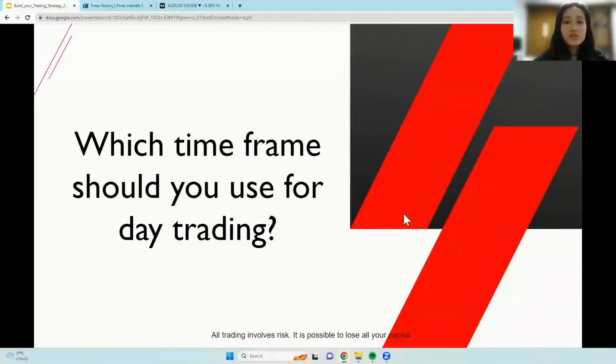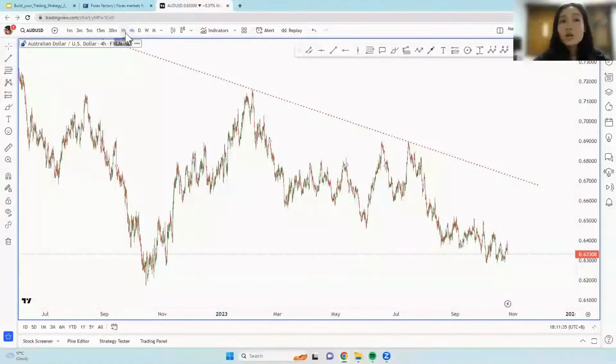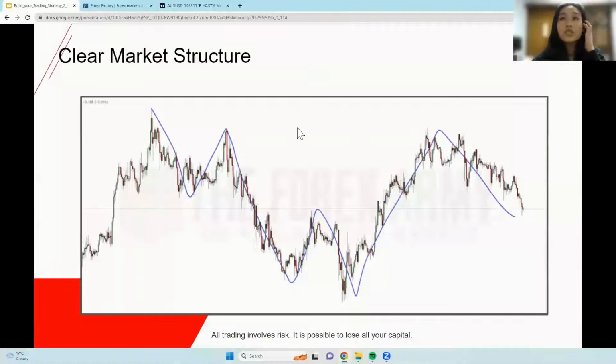So which time frame should you use for day trading? Before we get into that, okay, day trading, normally we use either the 1 hour, 4-hour, or daily time frames, depending on your preference, and also depending on which time frame gives you a clearer market structure. So this is an example of a clear market structure.